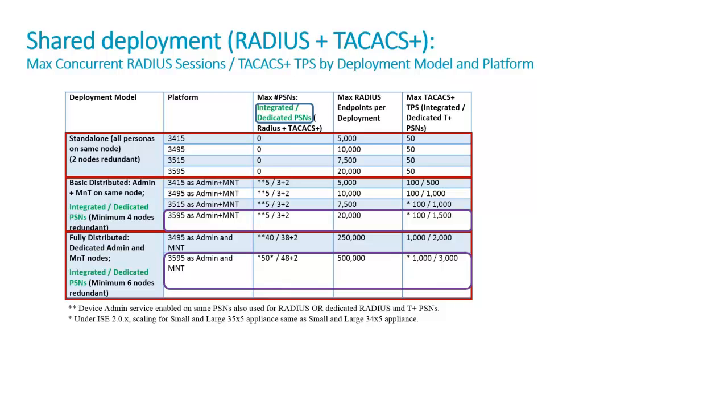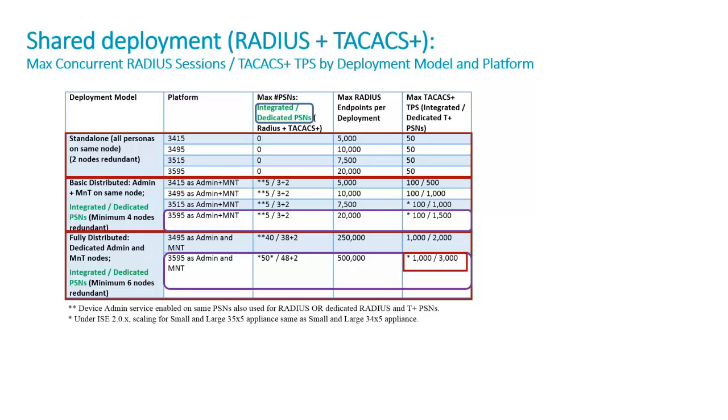And it can support up to 500,000 RADIUS endpoints. The maximum transactions per second supported in a dedicated TACACS PSN approach is 3,000. For our use case, you can see that a fully distributed approach with dedicated PSNs will be a better bet. If we want to choose a basic distributed deployment, as you increase the number of dedicated PSNs for TACACS, you reduce the number of RADIUS PSNs and the number of endpoints supported in your deployment. So the 35.95 with a fully distributed deployment fits the bill for our use case.